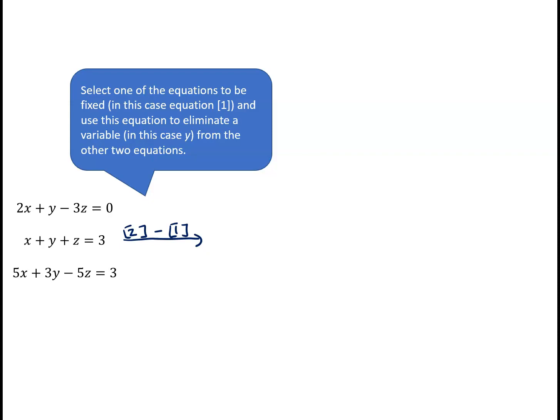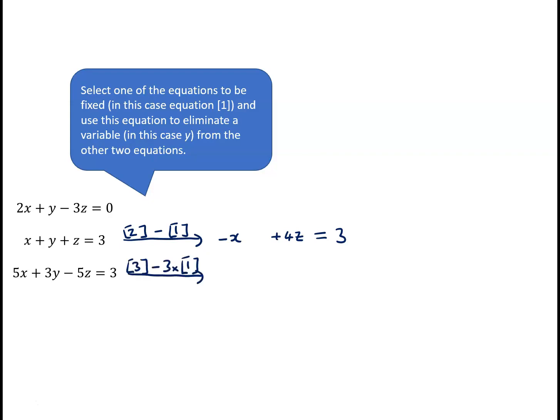x take away 2x is minus x, y take away y is 0, z minus 3z is going to be plus 4z equals 3 take away 0, which is 3. So I've got minus x plus 4z equals 3. And now I'm going to eliminate y from equation 3 using equation 1. So I need to take equation 3 and subtract 3 times equation 1.